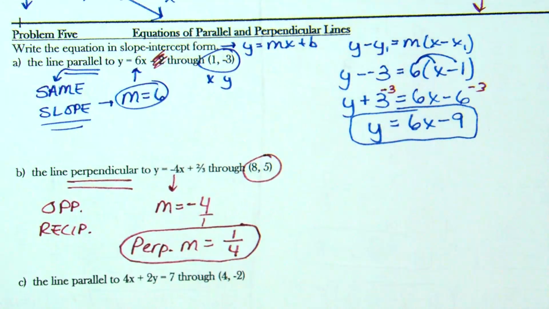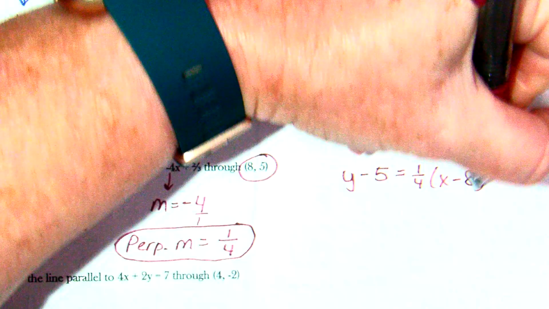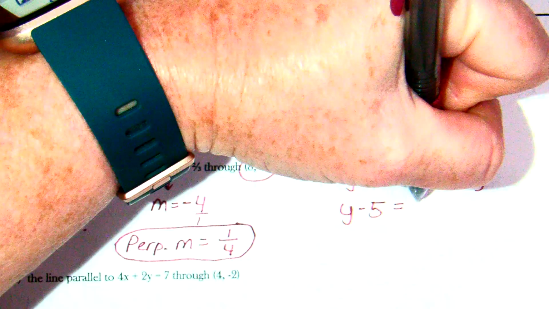Y minus 5 is 1/4 times x minus 8. Y minus 5 is 1/4 x minus 2. Add 5. Y equals 1/4 x plus 3. Homework is lesson 2.4 in Math Excel.